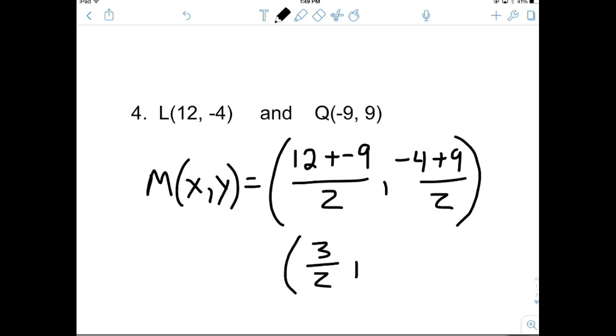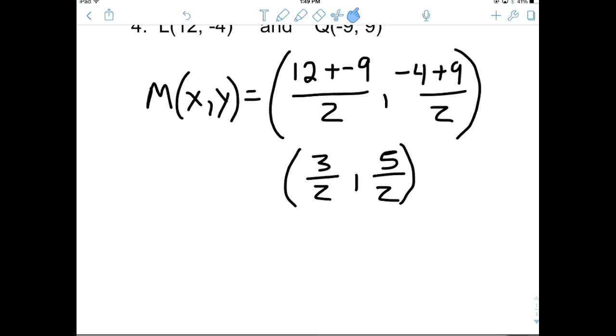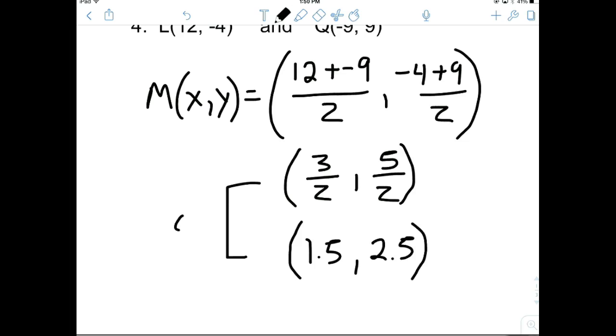That will be a decimal. This one is a negative 4 and a positive 9, so that's really like 9 minus 4, which is 5 over 2 here. This would be an acceptable way to answer the question. If we wanted to go one more step, we could ask for the decimal. 3 divided by 2 is 1 1/2. 5 divided by 2 is 2 1/2, or 2.5. Either one of these answers is okay. Both of them are simplified in their own way.